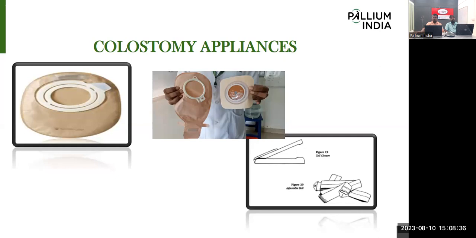The second one is the two-piece method. Two-piece method means the bag is separate and the faceplate is separate. Whenever we need to change the bag, we can remove the bag independently from the faceplate. We need to remove the faceplate from the ostomy site only when necessary. Otherwise, we can reuse the same faceplate with the bag.